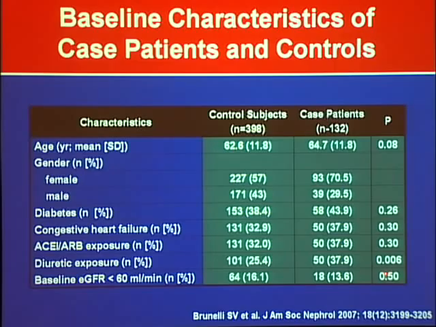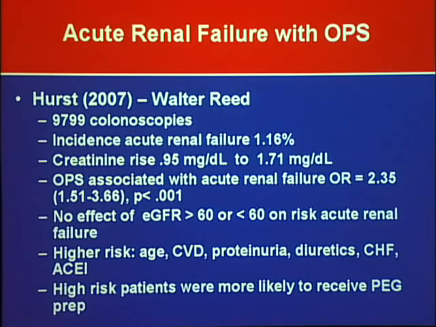And this just shows you the significant factors here. Age was just borderline. The only one was really diuretic exposure. So this implies maybe being vasoconstricted, pre-renal, and then getting bone meal into the proximal tubule is bad.